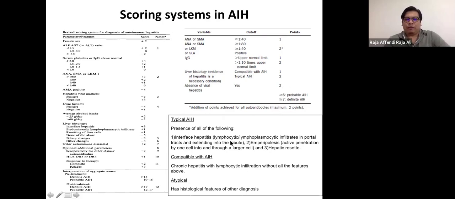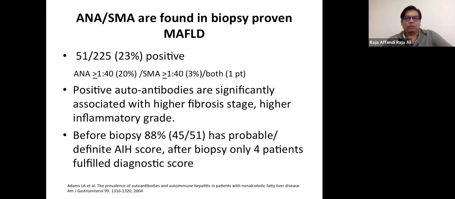The presence of, as I mentioned to you early on, interface hepatitis, hepatic rosettes, and a lot of plasma cell infiltration are cardinal features, and their absence is incompatible with AIH. And again, some cases have atypical histological features pointing to other diagnoses.